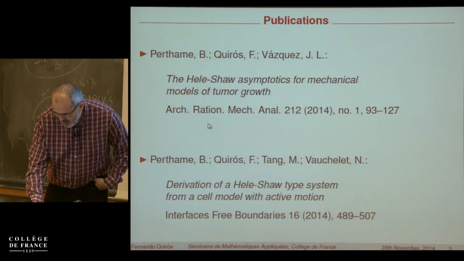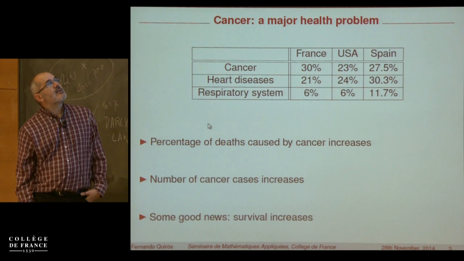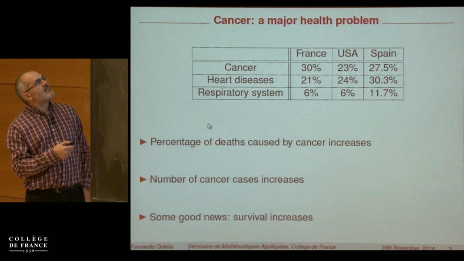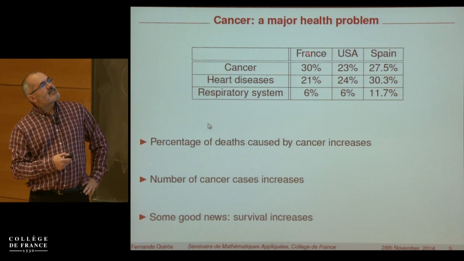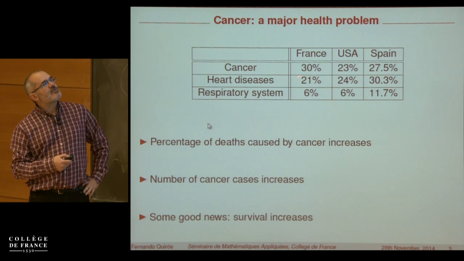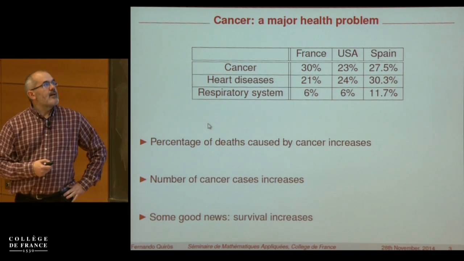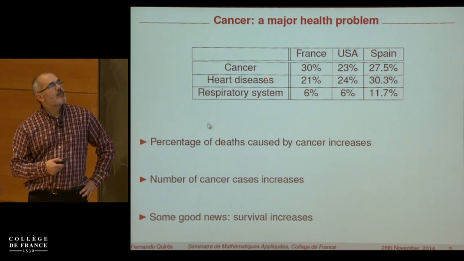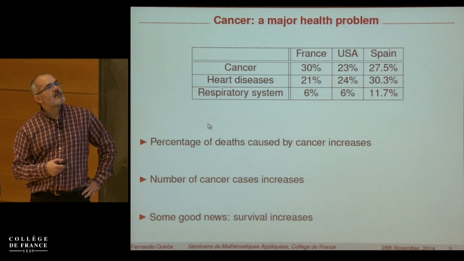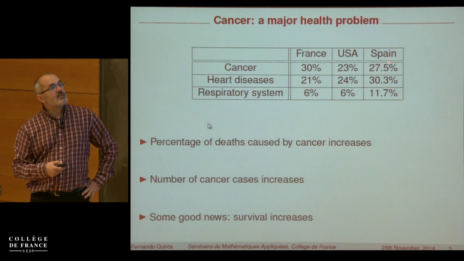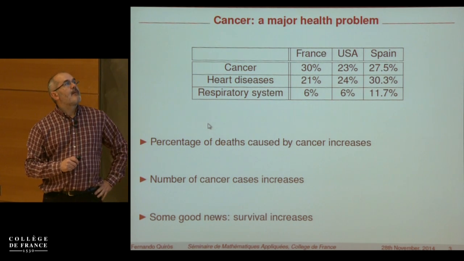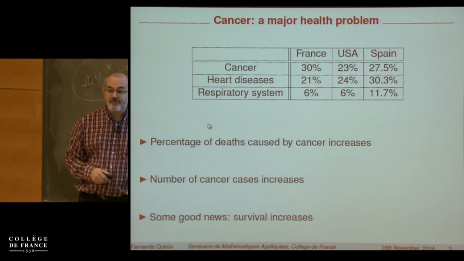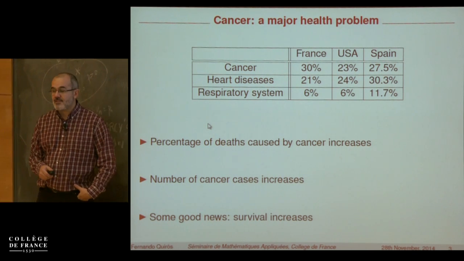And well, let me give you some figures. Everyone is aware that cancer is a major health problem, but well, just some figures. It's now, since 2004, the main cause of death in France, cancer. In the USA and Spain, it's not the first one, but it's close to the first cause of death, which is heart diseases. In Spain, at least, it's the first cause among men, and in the USA also. Okay, the percentage of deaths caused by cancer is increasing, and well, the number of cancer cases is increasing also.